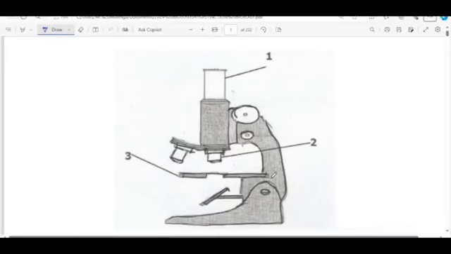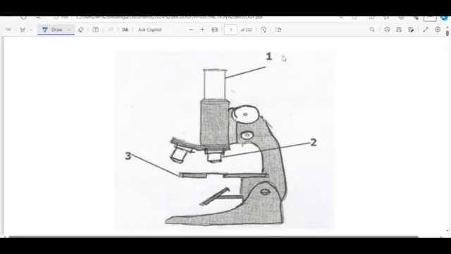So here with me, I have a very simple question which reads, the diagram below shows a compound microscope. So this is the compound microscope that is labeled 1, 2, 3. Before we even look at the question, we can try to identify these parts.